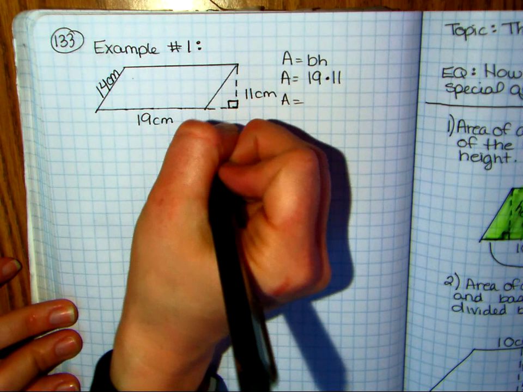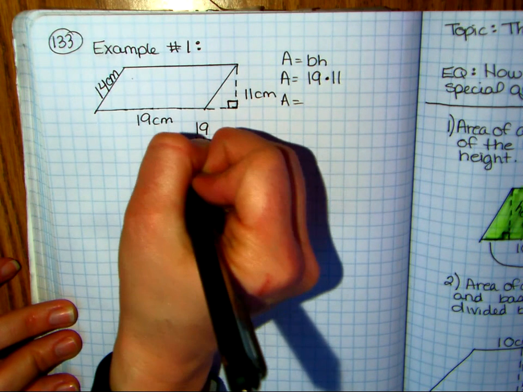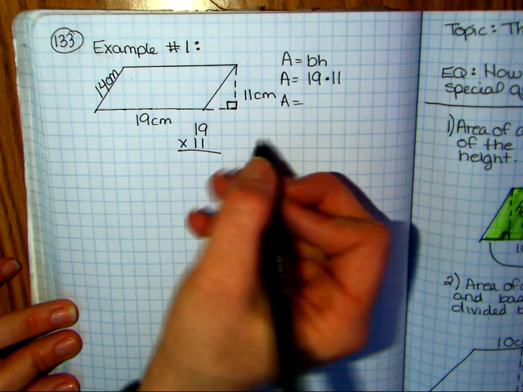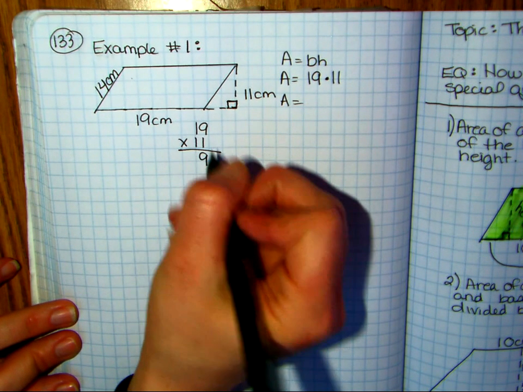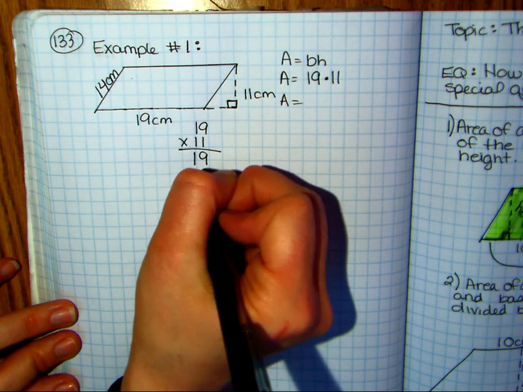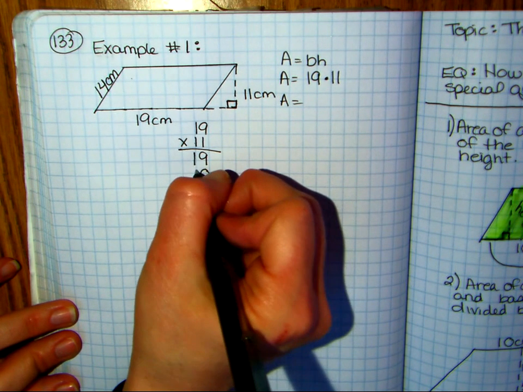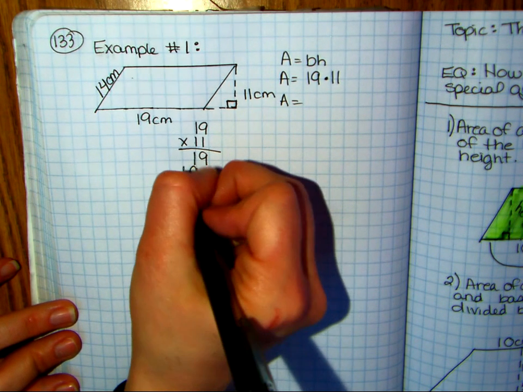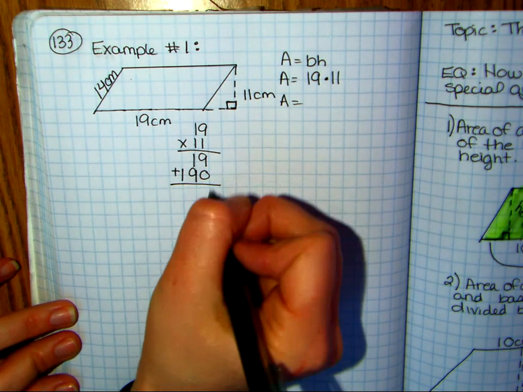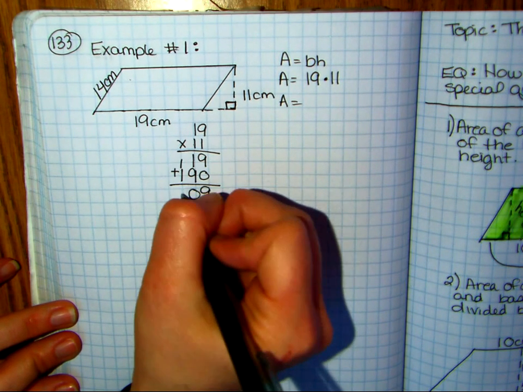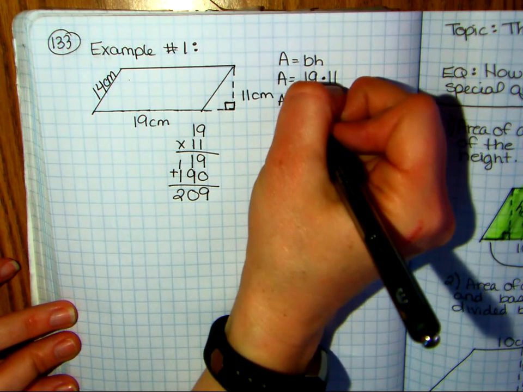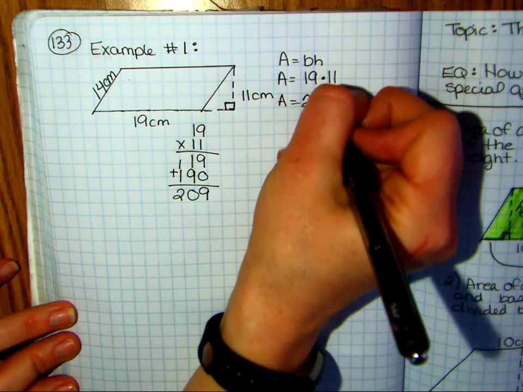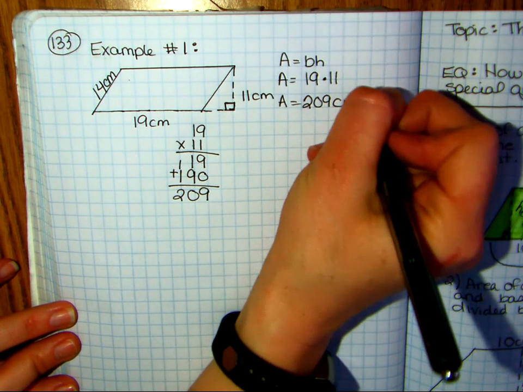If I do 19 times 11, I'm going to get 1 times 9, class. What is that? 9. 1 times 1? 1. Placeholder. 1 times 9? 9. 1 times 1? 1. Add it. I get 9. Oh, so 209. So our area would be 209 centimeters squared.